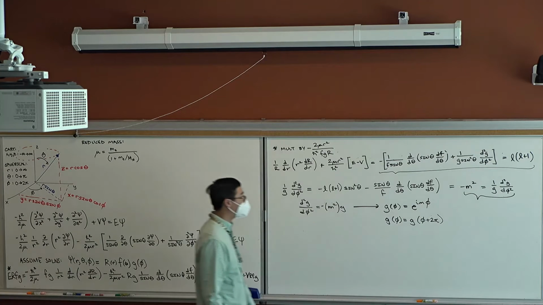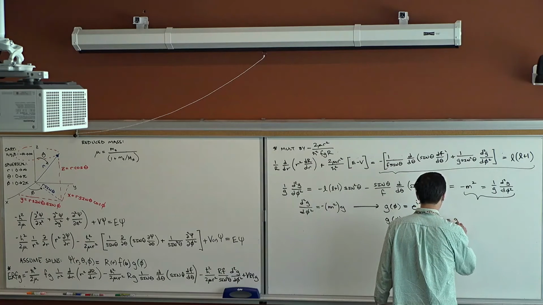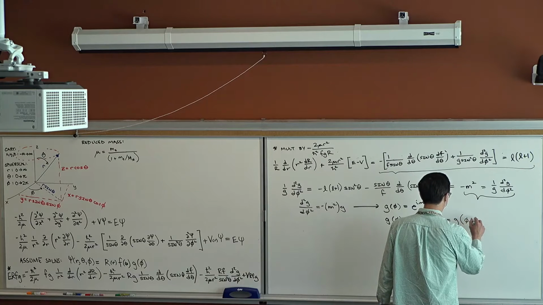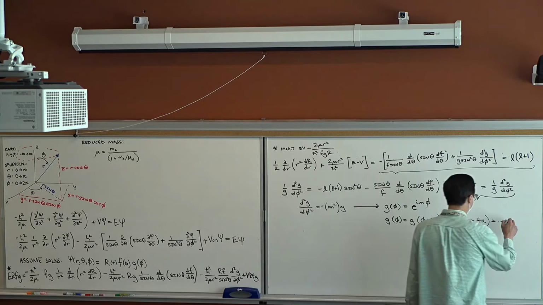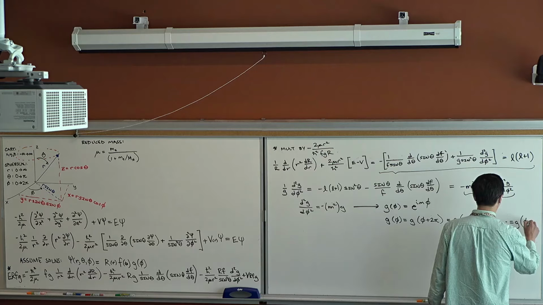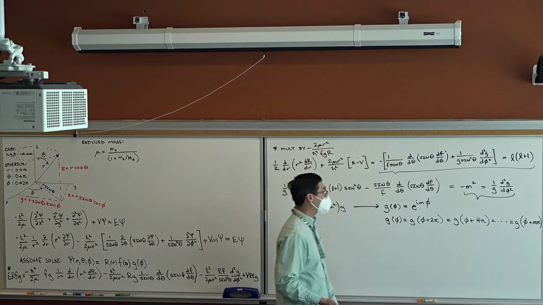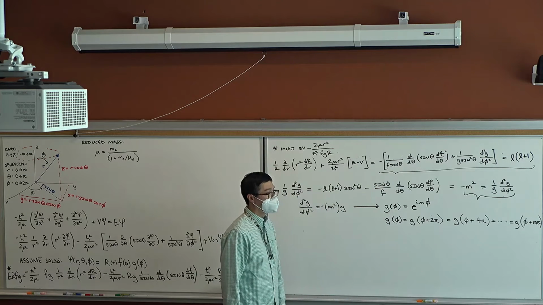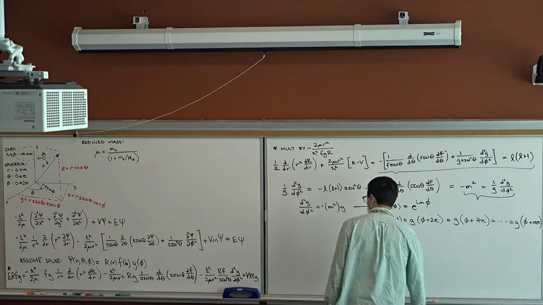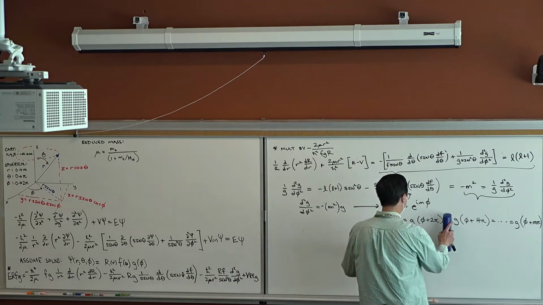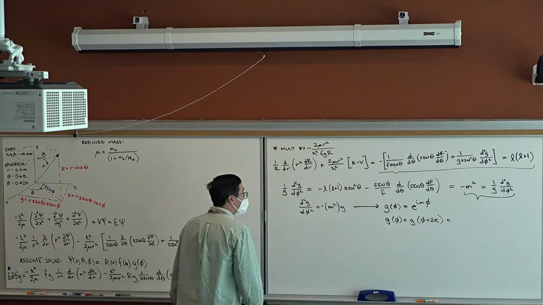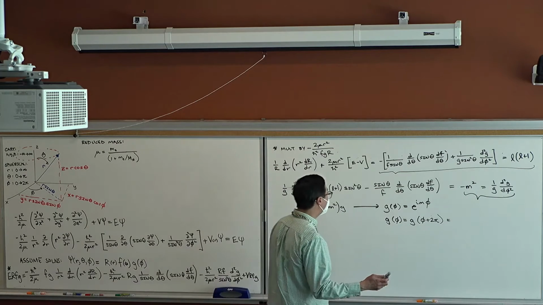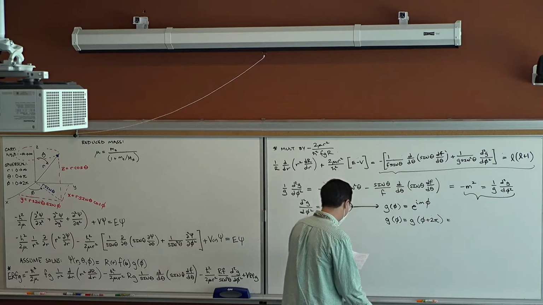has to be equal to g of b plus 4 pi, which also has to equal g of b plus 2 pi. So our result here, right, is that m has to be an integer.